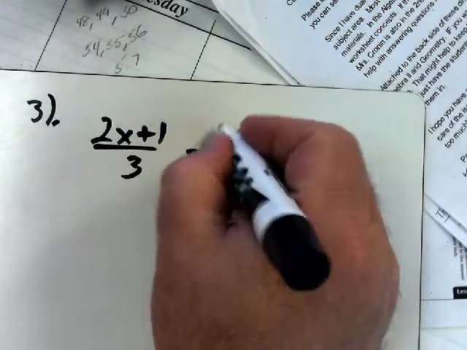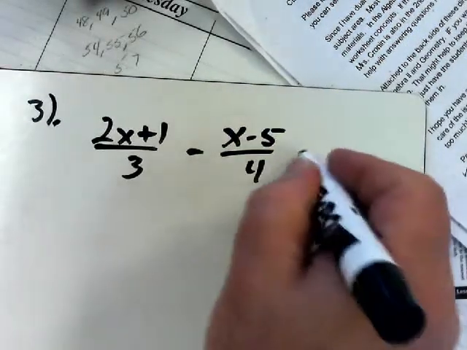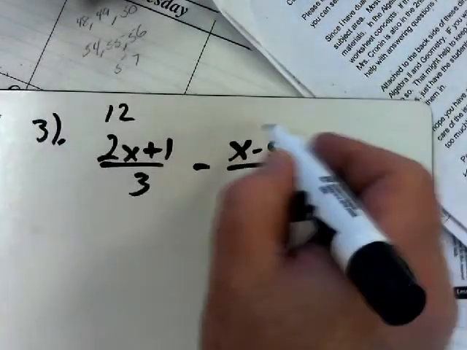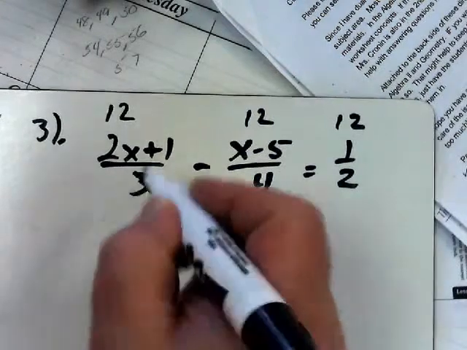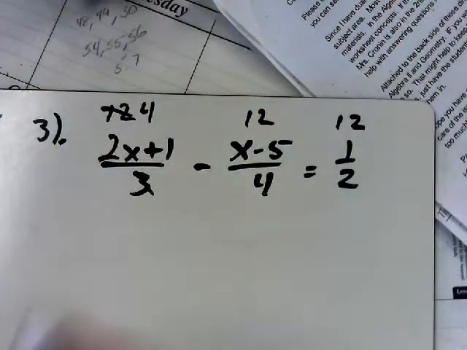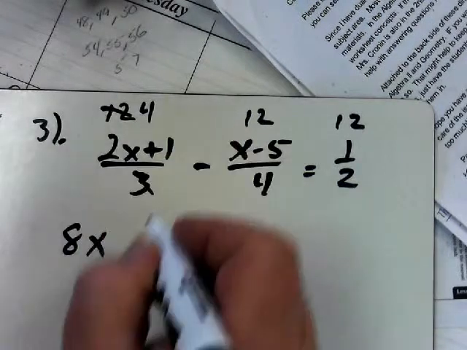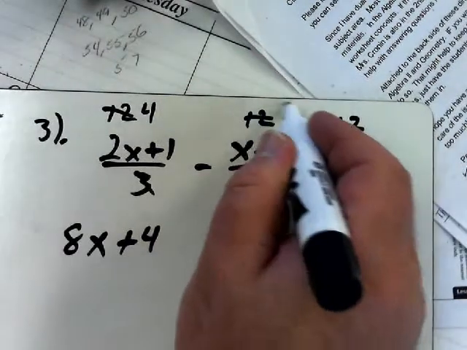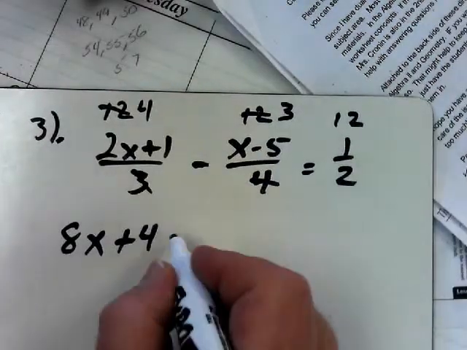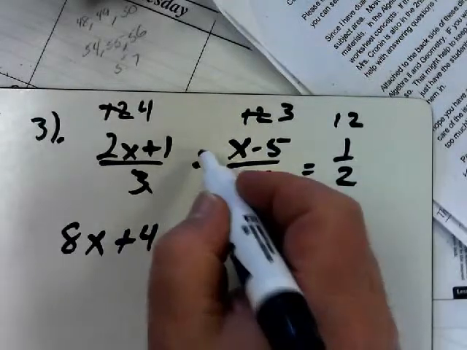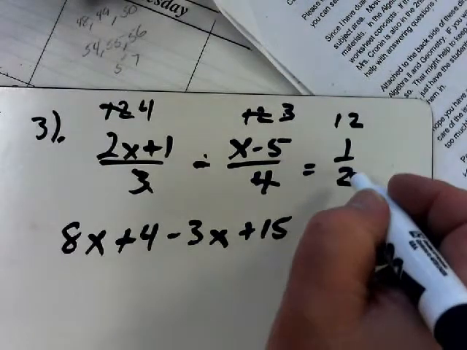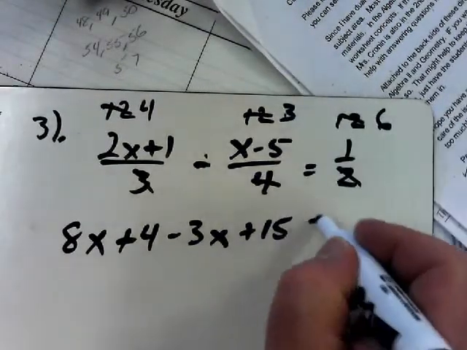2x plus 1 over 3 minus x minus 5 over 4 equals 1/2. What's the common denominator? 12. So I add a 12, a 12, and a 12. So 3 goes into there, leaving me with 4. 4 times 2x is 8x. 4 times 1 is positive 4. 4 goes into 12 3 times. So I got to take a negative 3 times x, which is a negative 3x. A negative 3 times a negative 5 would be a positive 15. 2 goes into 12 6, so it equals 6.